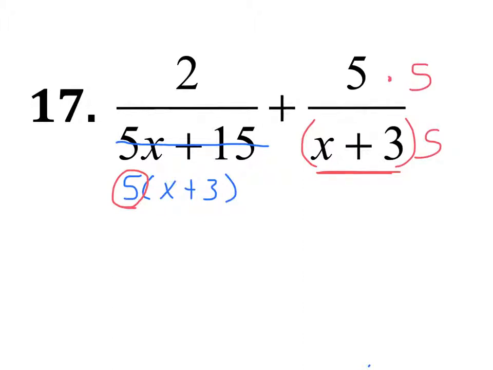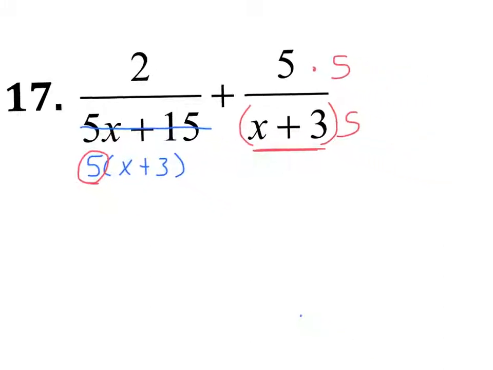What do I mean as a 1? Because 5 divided by 5 is 1. So when I multiply by 5 over 5, I change the form, but I don't change the value, because multiplying by 1 stays the same. So now 5 times x plus 3 is here, and 5 times x plus 3 is here. I did not cancel this out. I'm just shorthanding the substitution.